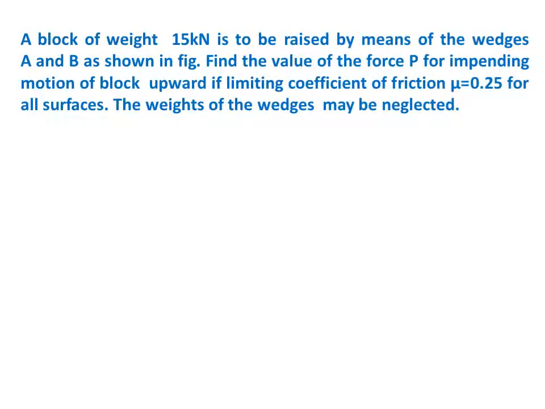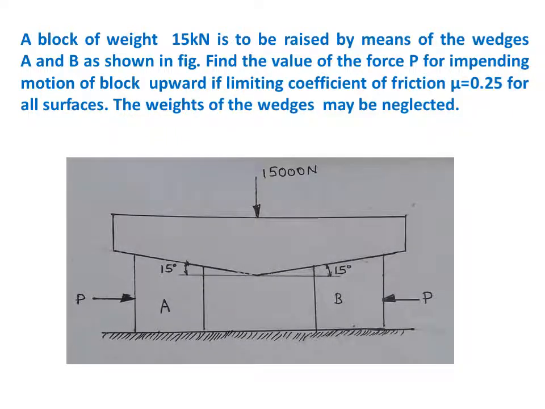A block of weight 15 kilonewtons is to be raised by means of the wedges A and B as shown in the figure. Find the values of the force P for impending motion of the block upward if the limiting coefficient of friction mu is 0.25 for all the surfaces. The weight of the wedges may be neglected.